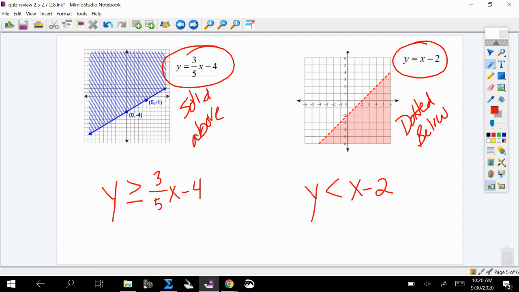That is everything you need to know to be successful on the quiz. So hopefully you jotted down some notes, maybe went back and wrote a few things down, and you are ready to go on to Delta Math and take the 12-question quiz.